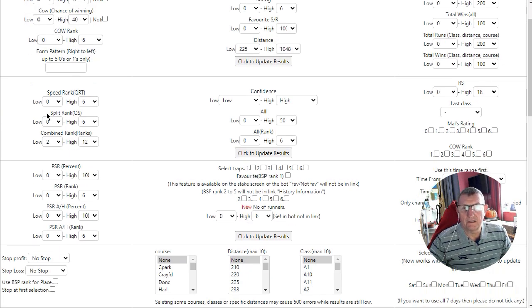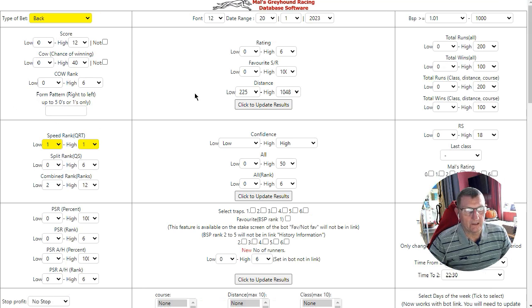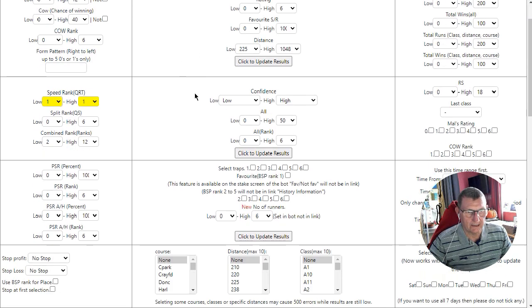And then what we're going to do is we're going to stick with speed rank. Now, this is the fastest runner in the race, or the one with the quickest speed rank in the race, out of all the runners, whether that's 4, 5 or 6 runners. We're going to update that, highlight that in yellow, so we know that's where we're going to stick with.